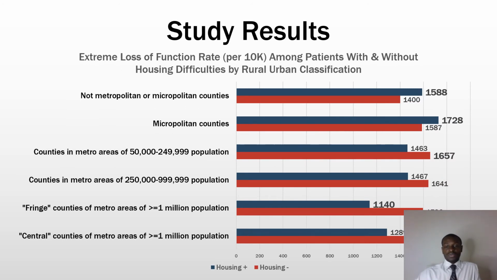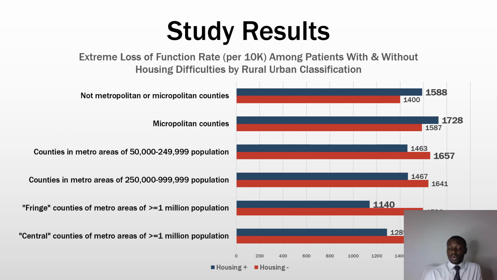For the evaluation of the data, looking at extreme loss of function among the patients with and without housing difficulties by rural-urban classification, we see a similar trend as we've seen with extreme mortality risk at presentation. We see here in non-metropolitan or micropolitan counties a rate of 1,588 compared to a rate of 1,400 per 10,000 presentations, where in this case we are seeing a higher rate of presentation in non-micro or metropolitan areas among individuals with housing difficulties compared to individuals without housing difficulties.